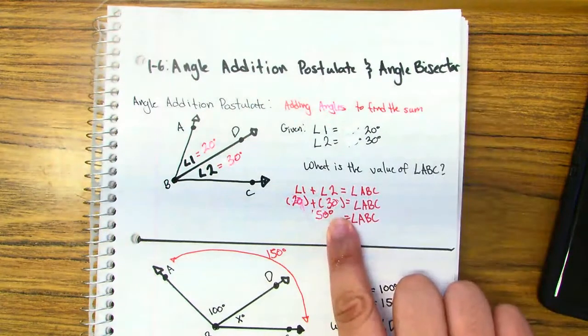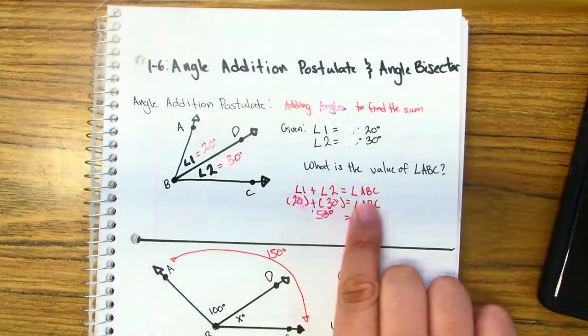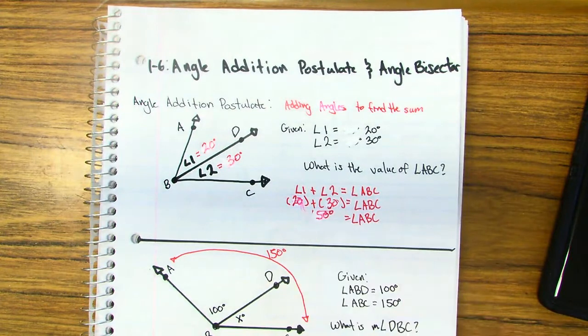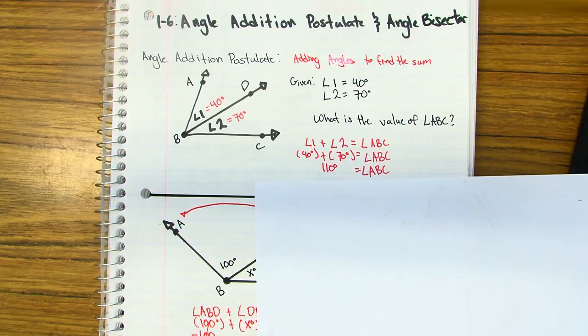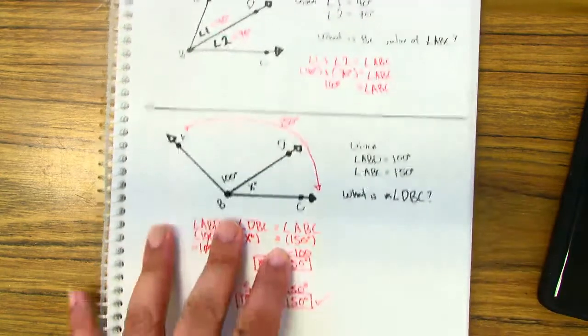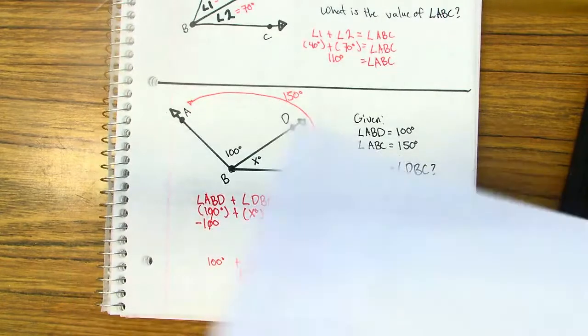You can see it right here. Angle 1 plus angle 2 equals ABC. And then all I did was just substitute to find the value of ABC. Okay? Moving on to the next example here. I know it's a lot to look at right now.